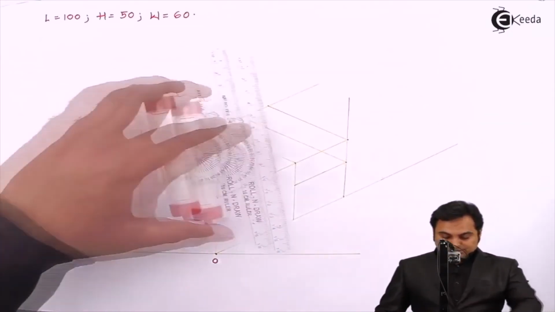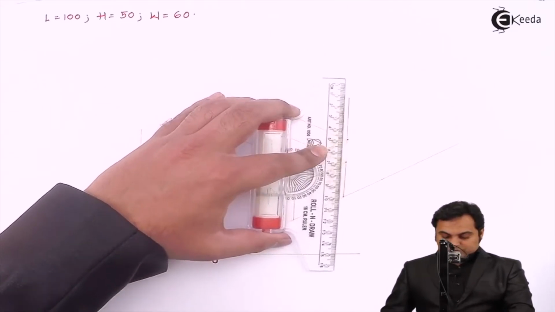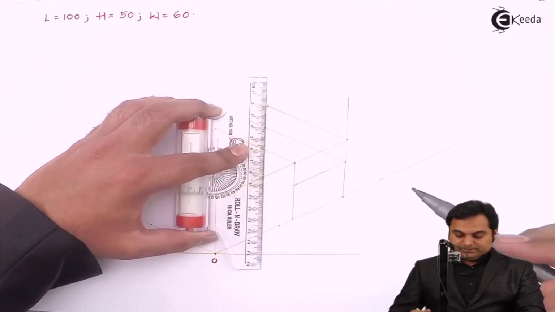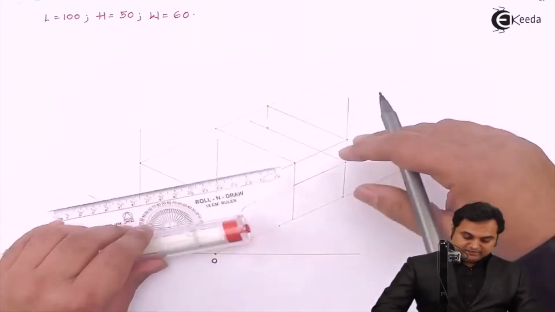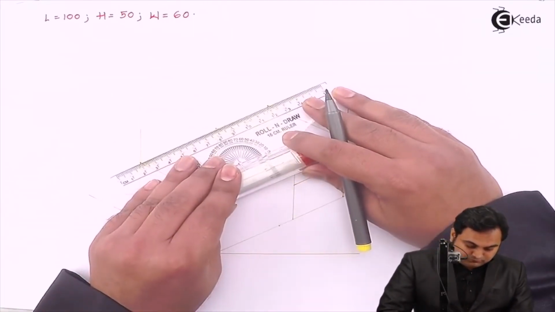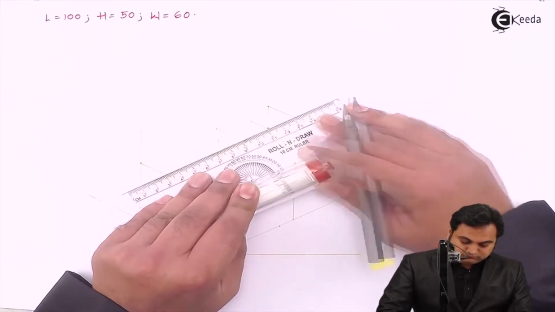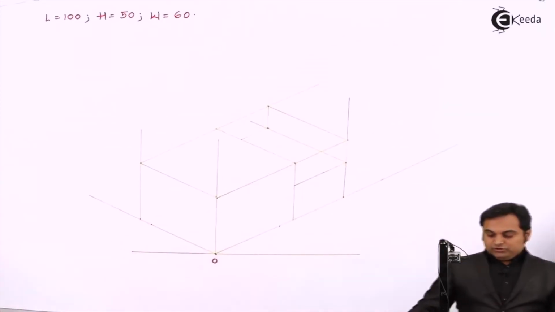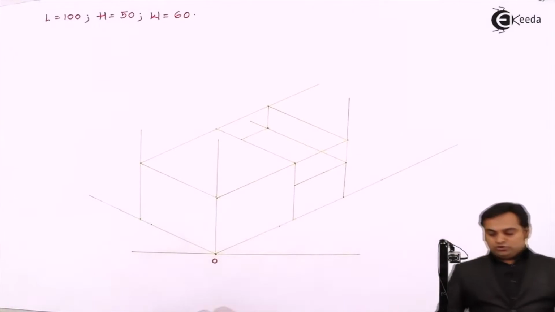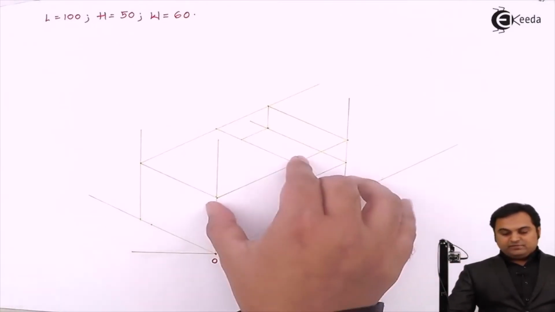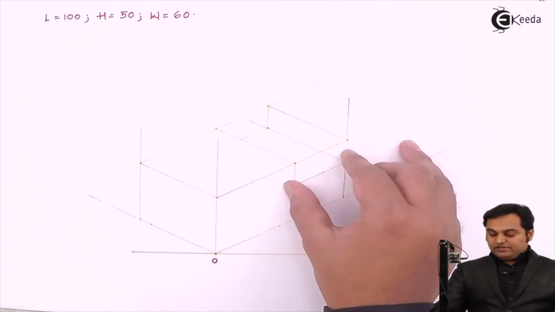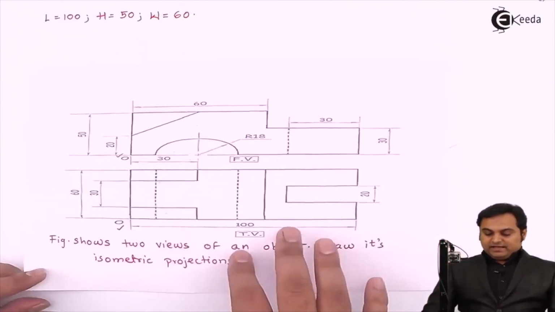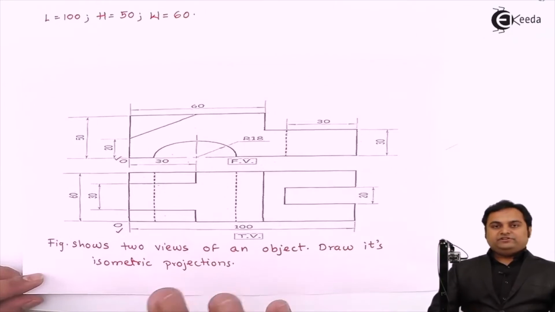Next, this width I am going to drop it here directly, and then from this point I'll draw a parallel line. So here I have two blocks. One is having 60 mm length and 50 mm height. Other is having 40 mm length and 30 mm height. As I can see here, I have simplified the drawing.